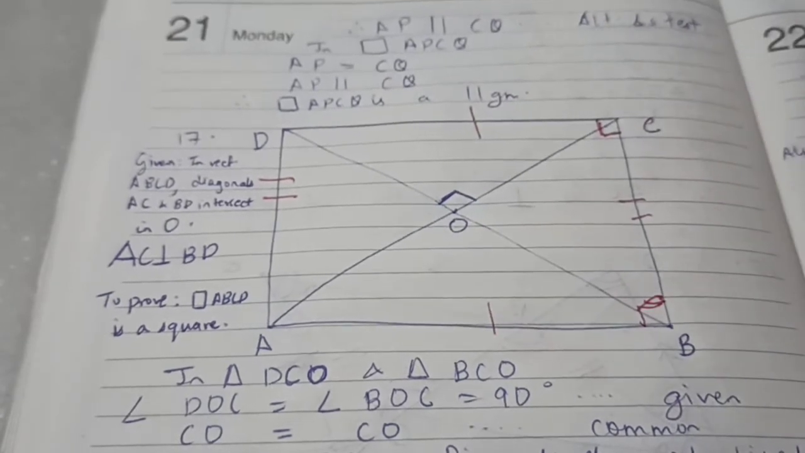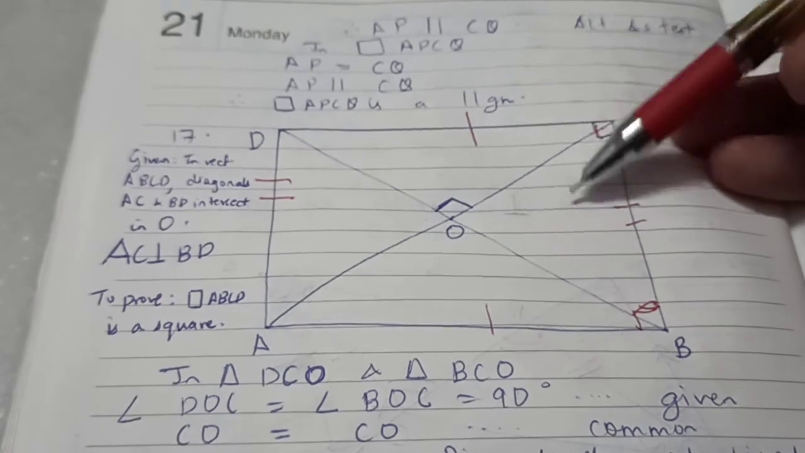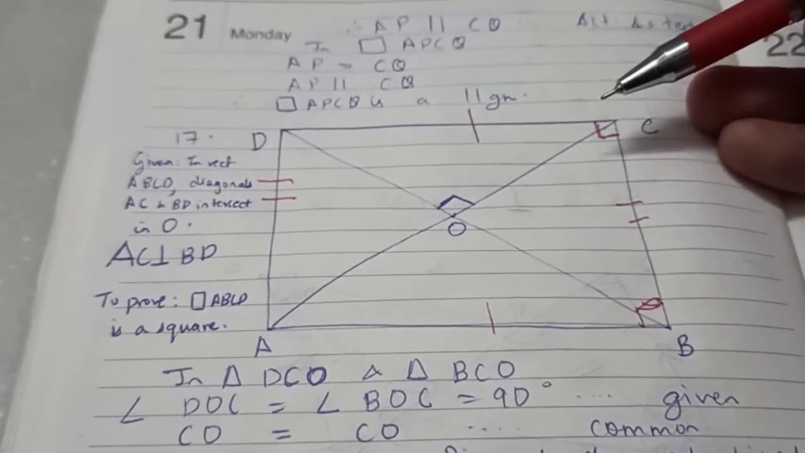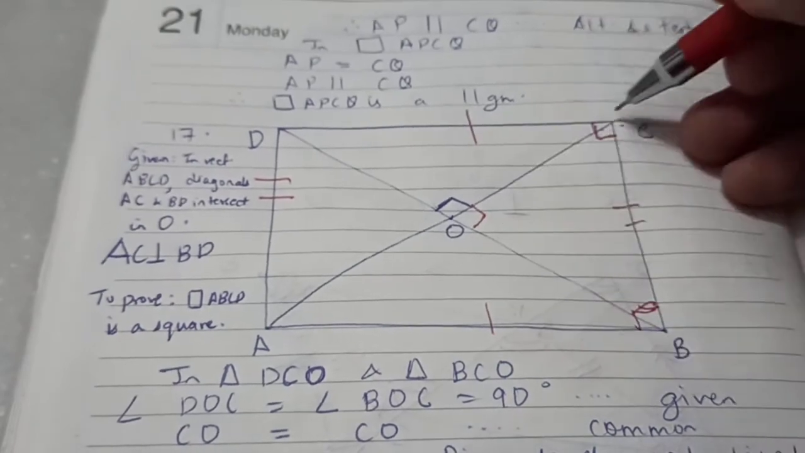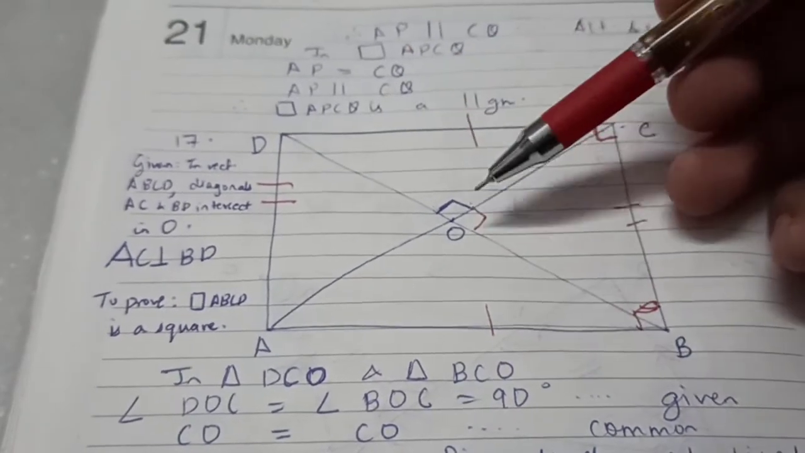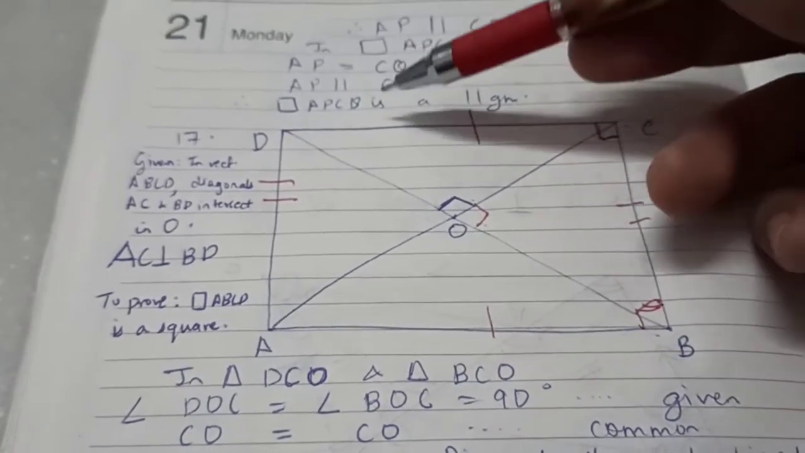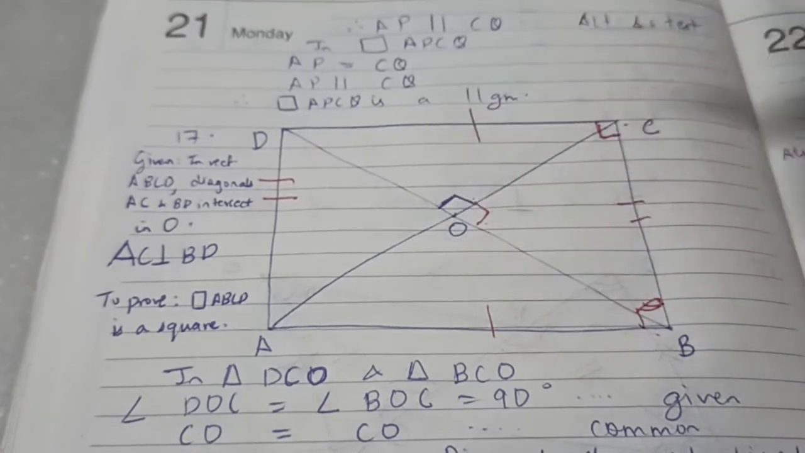Well, obviously that will be by CPCT. So let's prove these two triangles congruent. What do I have here? I've got 90, 90. Then I've got CO as a common side, and also DO is equal to OB. You see, diagonals of a rectangle bisect each other. That's a property of a rectangle.